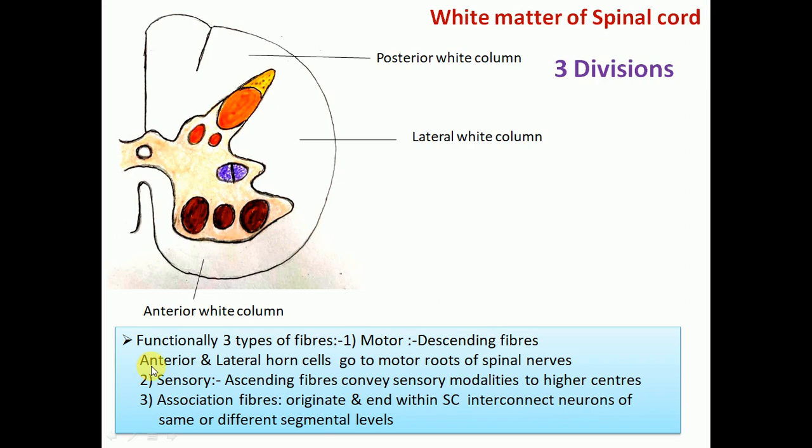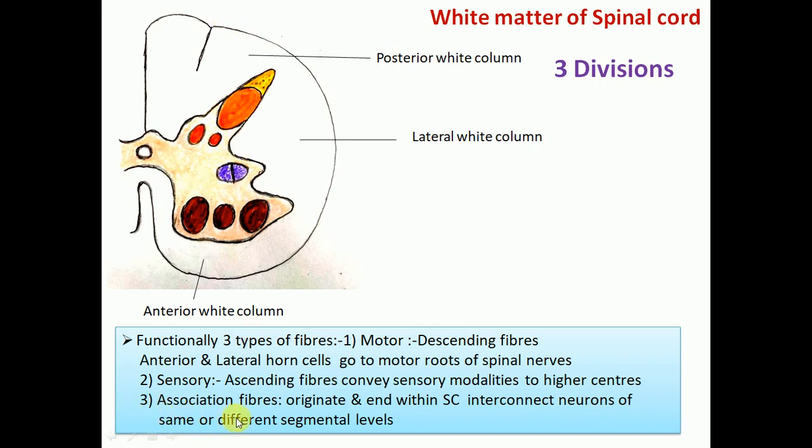These motor fibers are present in the anterior as well as lateral horn cells and go to the motor roots of the spinal nerve. Second are the sensory fibers. They are the ascending fibers and convey the sensory modalities to the higher centers. They also contain the central processes of the dorsal root ganglia of the primary sensory neuron, and they relay sensory information into the posterior aspect, and from there onward they relay into the higher center.